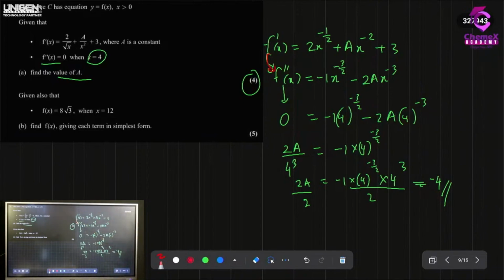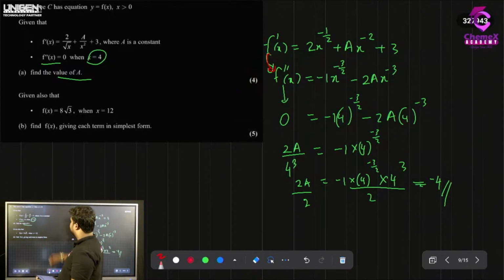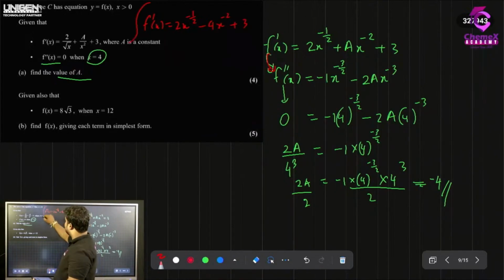Okay. Any questions? Aman? Vivek, any questions? No, sir. Alright. So after finishing that, the next part is going to be what? Finding f(x). So how do you find f(x) now? Since you know a, we can get the f dash x answer. f dash x is equal to what? 2x to the power minus half plus minus 4, a is known, minus 4x to the power minus 2 plus 3.